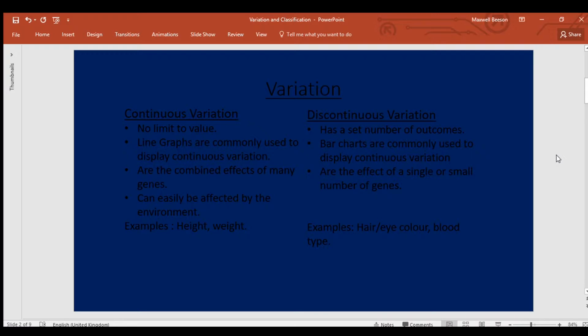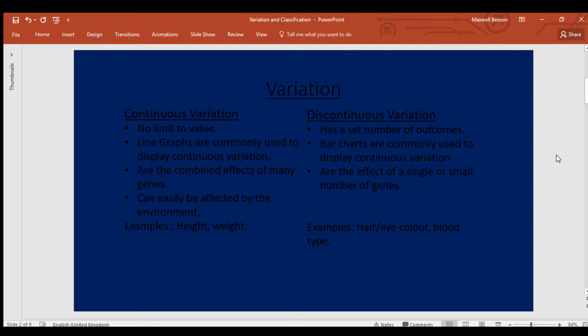Line graphs are commonly used to display this type of variation, and these are the combined effects of many different genes, not just one or two pairs. And this can be easily affected by the environment, but we'll talk about that later. Examples of continuous variation are height and weight.